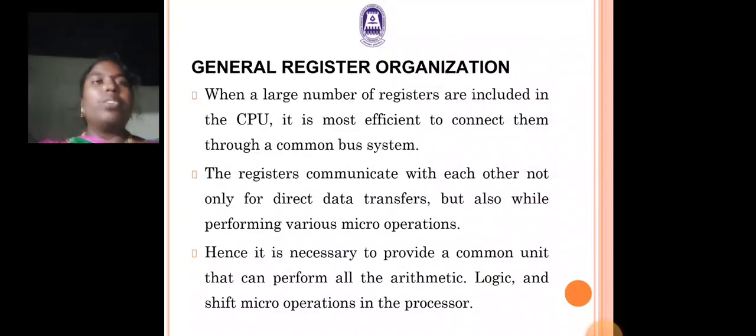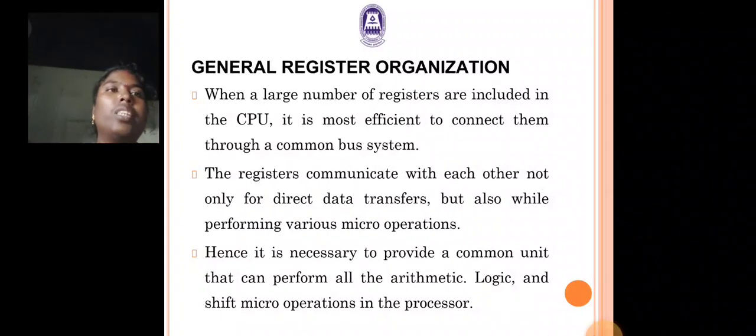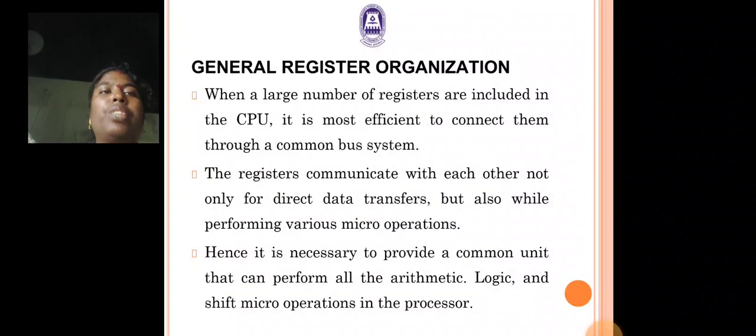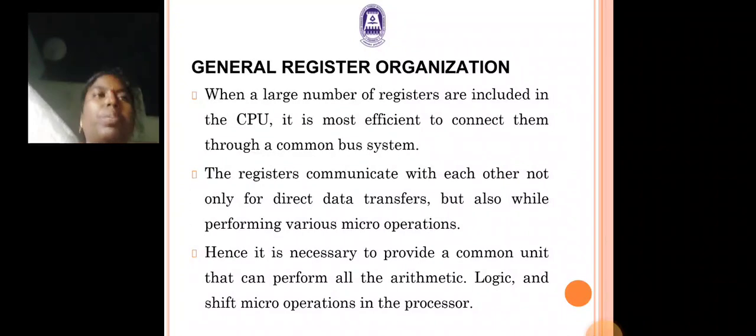Next we have to see general register organization, how registers are organized in the CPU. The CPU has a large number of registers. Registers are intermediate storage. The CPU contains many registers, which communicate efficiently through a common bus system. I already said what a bus is: a set of wires used to transfer data or addresses.